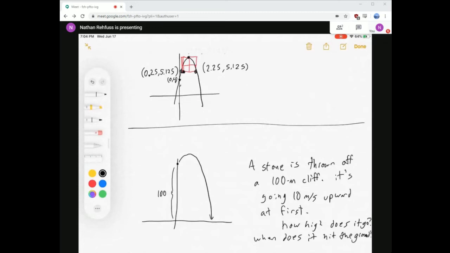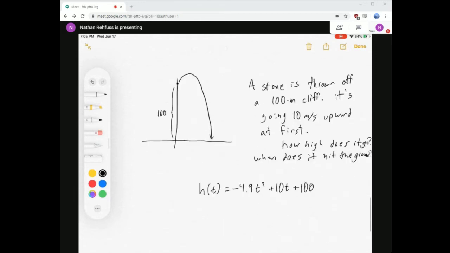That's how fast it's going at first, but of course, the longer time goes on, it's going to slow down, and then it's going to start speeding up downward as gravity takes effect on it. We want to know exactly how high the rock goes and exactly when it hits the ground, and we can use the tools from this section to answer those questions. Let's see. So first, we have to actually make a quadratic equation. In this class, this will be given to you. In a physics class, you'd have to make this yourself. But it turns out the equation here would look like this.